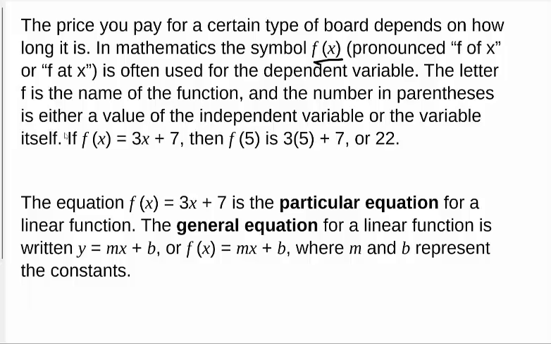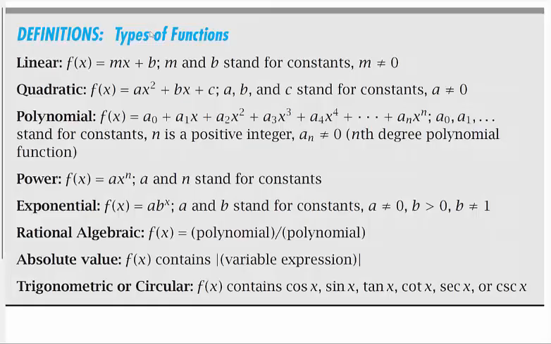So we have a particular equation, which is f of x equals 3x plus 7 for a linear function, and the general is y equals mx plus b, where m and b are constants. And if you remember, m is the slope, b is the intercept. Let's look at some general functions. So we have linear lines, of the form y equals mx plus b. Quadratic parabolas, ax squared plus bx plus c. A, b, and c are constants. The leading coefficient can't be 0. A polynomial has this form. It can have as many degrees as it needs to have. And its leading coefficient, again, can't be 0.